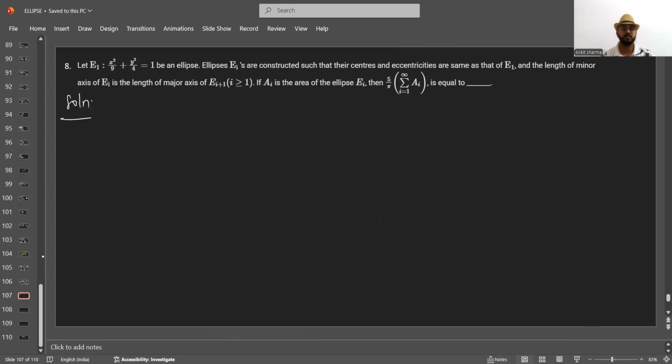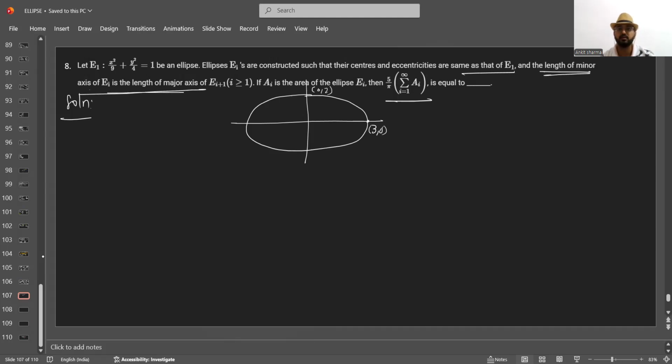So this problem is asking us to find this sum basically, and what we have here is E1, there is an ellipse here. So let's draw this ellipse first. So I'm having one ellipse like this here. So this point is 3, 0, and this is 0, 2. And the ellipses Ei are constructed such that their centers and eccentricities are same as that of E1. Okay. Center is same, eccentricity is same. And the length of the minor axis of Ei plus 1 is the length of the major axis of Ei.